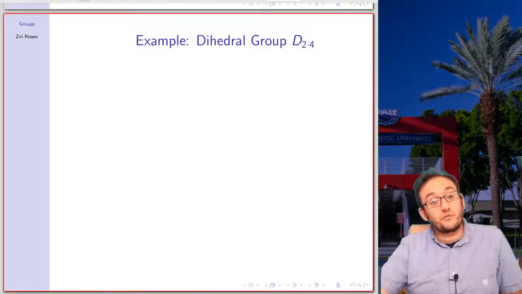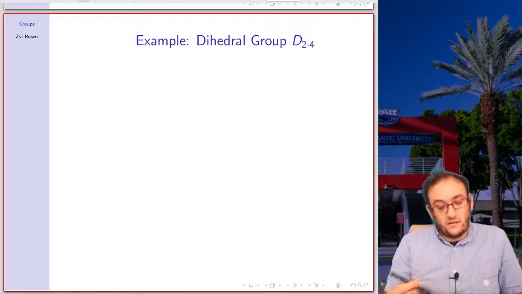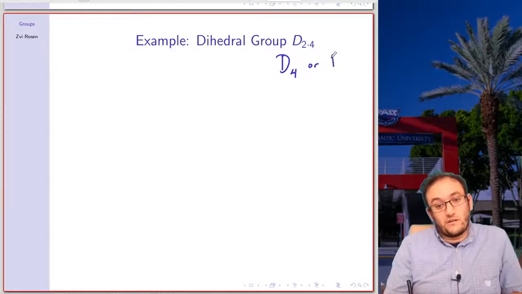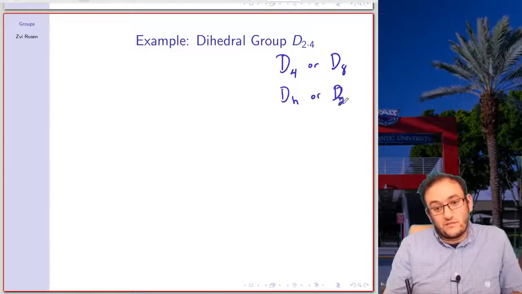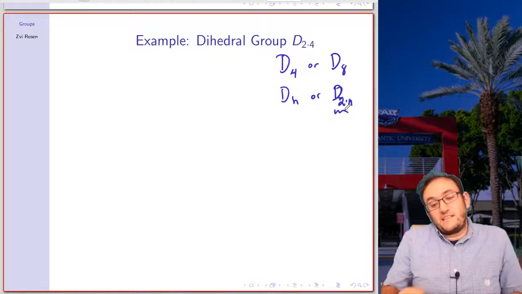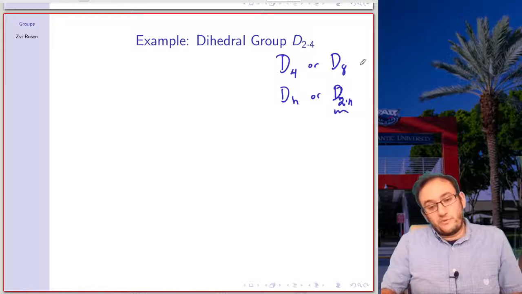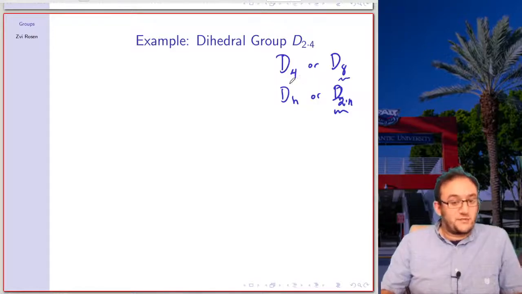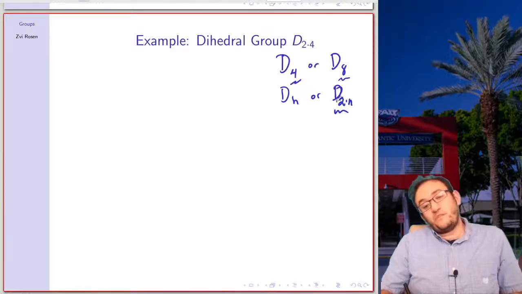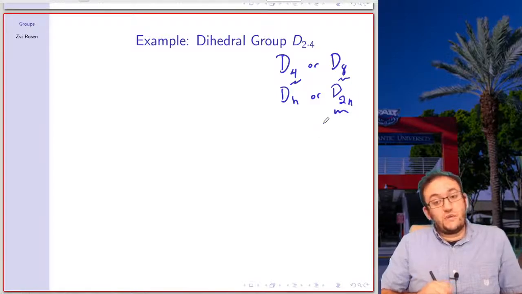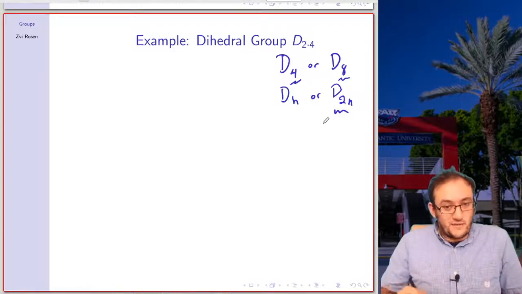Okay, the first example of a group that we'll look at is the dihedral group D sub 2 times 4. Depending which source you look at, people call this D sub 4 or D sub 8, and in general people call it D sub n or D sub 2n. I think this is good because then you know exactly. The reason that people use both of these notations is because the group has 8 elements, but it's the group of symmetries of a four-gon, i.e. a square, a regular four-gon. So I'm just going to keep it as D2n so that it's as unambiguous as possible.